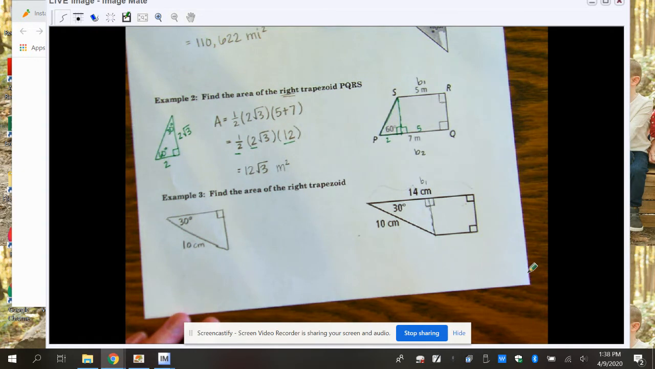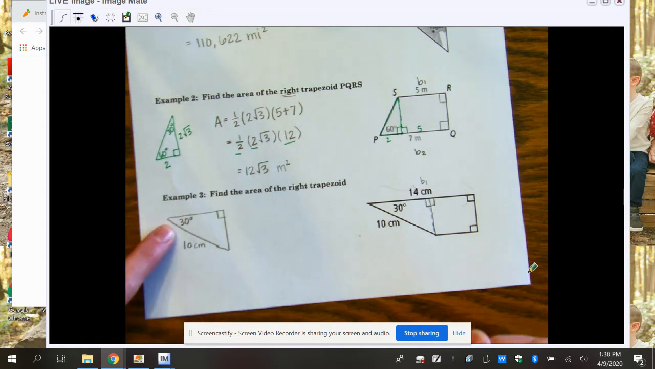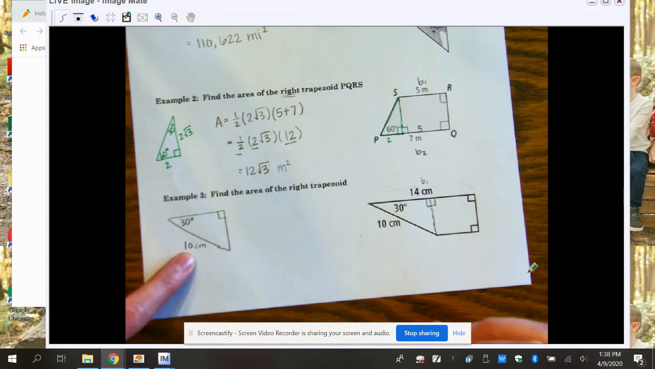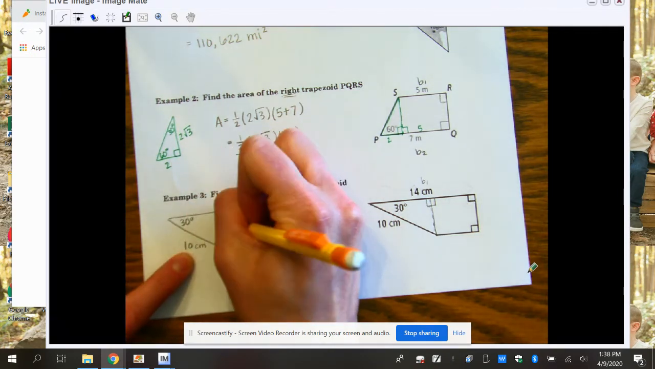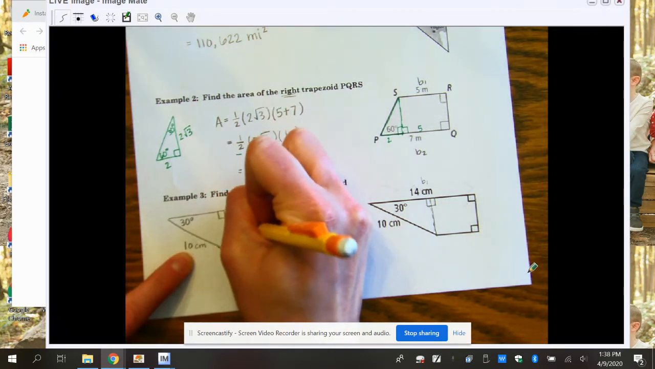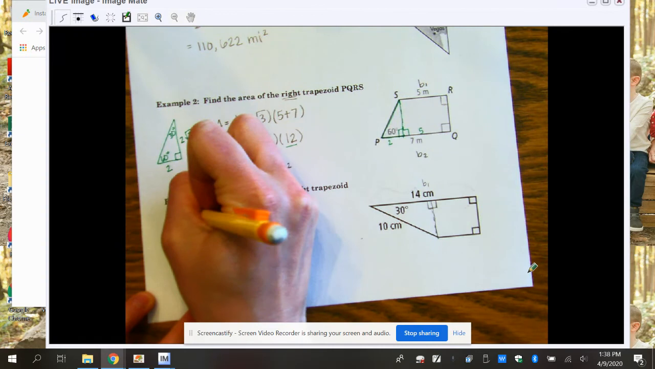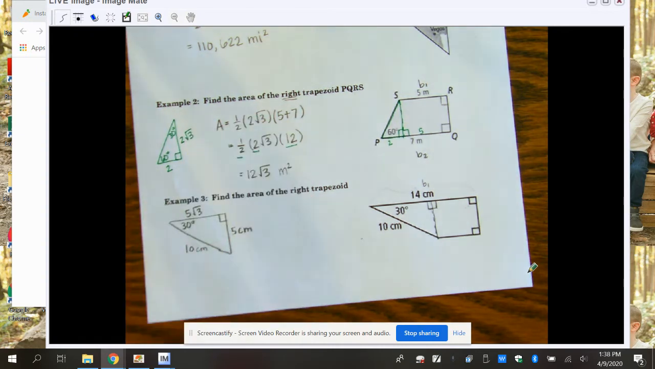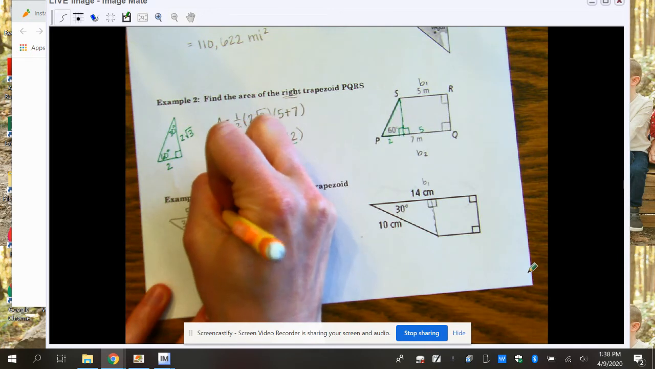All right, and so if I know that this is 30 degrees, I already said that's my hypotenuse, so that means my short side would be 5 centimeters. And this would be 5 radical 3 centimeters. So those are the sides of the triangle.